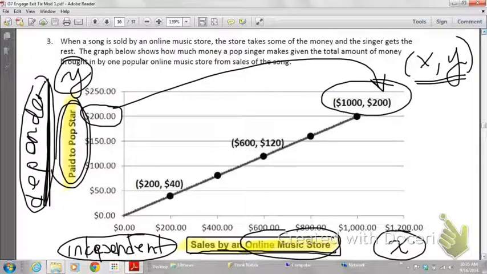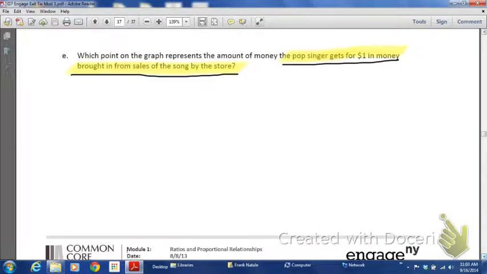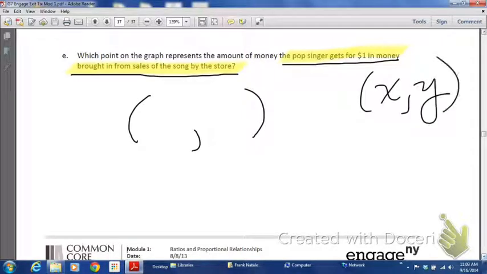Let's see, where do we do that? Right here, yes. X and our Y right here. Our X, remember, was the sales by the online music store. Our Y was the pop star's dollars earned. So if we're going to write our coordinates, and again, which point on the graph means that you need to write something in the form of X comma Y. X comma Y, and the pop singer gets $1, so that one goes here.